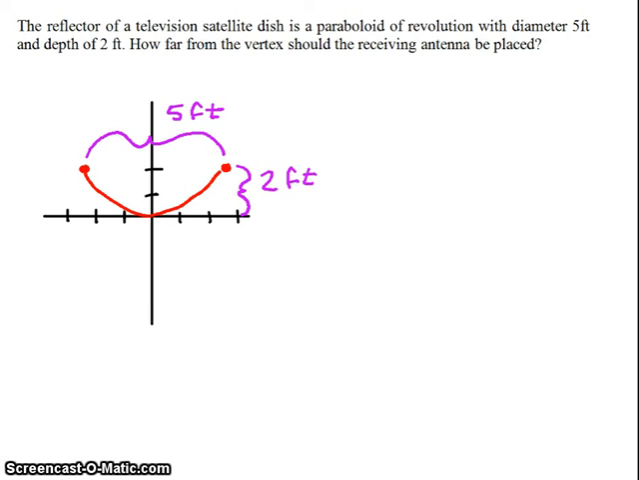So this is the illustration of a paraboloid of revolution with a diameter of 5 feet and a depth of 2 feet placed within the XY system with the vertex at (0, 0). This type of parabola is represented by the equation x squared equals 4py. And so what we need to do here is figure out our p-value. That's going to tell us where to place the focus. We could solve for p if we have an xy point. So let's go ahead and identify an xy point that is on this parabola.